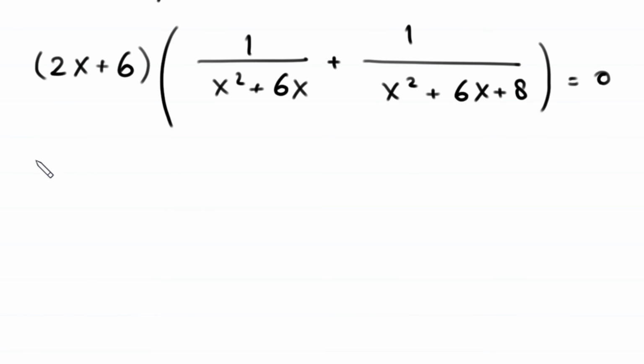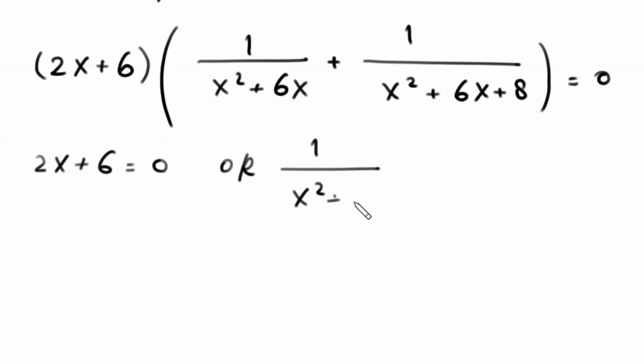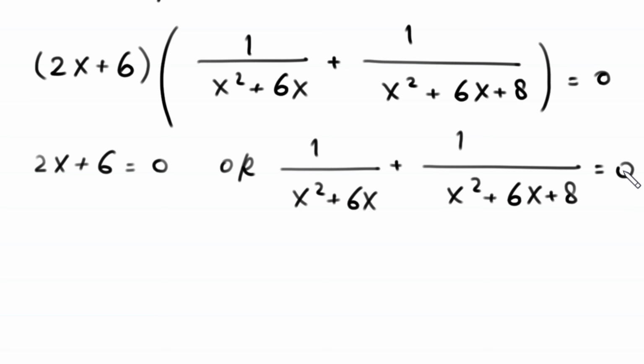Now either this expression 2x plus 6 equal to 0, or this second factor, 1 divided by x squared plus 6x plus 1 divided by x squared plus 6x plus 8, equal to 0. From this equation, move this 6 to the right hand side. This will become 2x equal to negative 6. If we divide both sides by 2, this implies that x equal to negative 3. This is the first value of x.